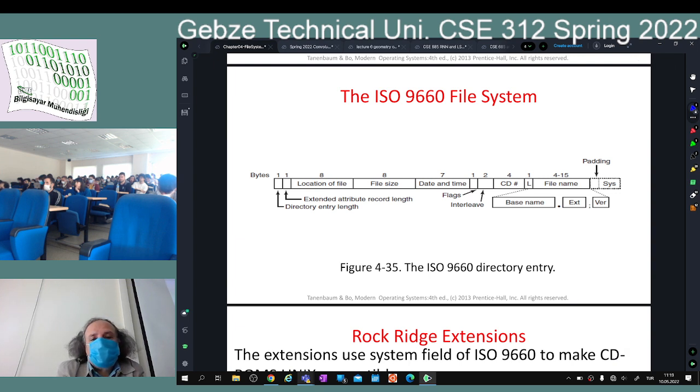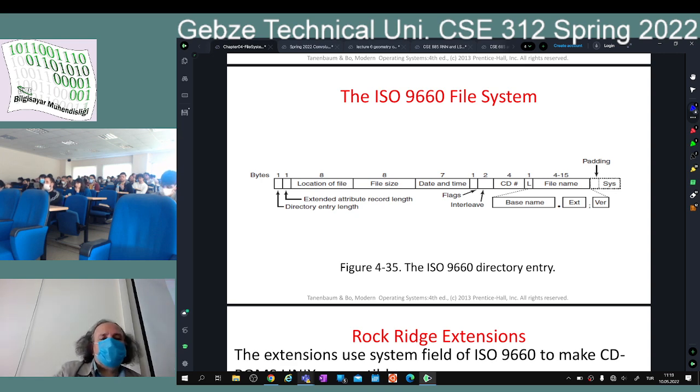Okay, good. So when you look at this one, you might ask what happens if I use this CD-ROM on my Unix file system? In my Unix file system, I need to store information about the user. Who is the owner, right? Who are the group owners? And what are the permissions for the groups and the others and the users, right? I need that information too. How am I gonna put these?